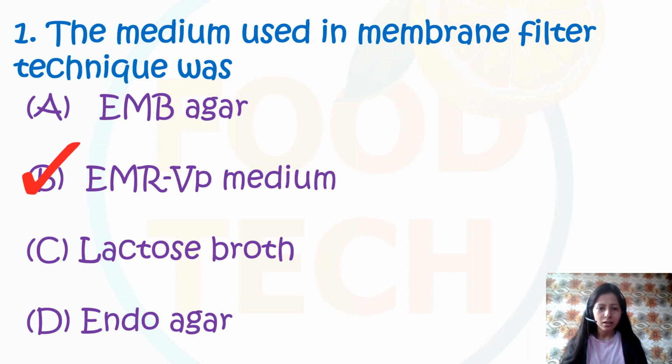And EMB agar, EMR-VP medium, lactose broth. So what is EMB agar? It is a differential medium. EMR-VP medium is also a differential medium, whereas lactose broth is a broth medium, and endo agar is a differential medium.